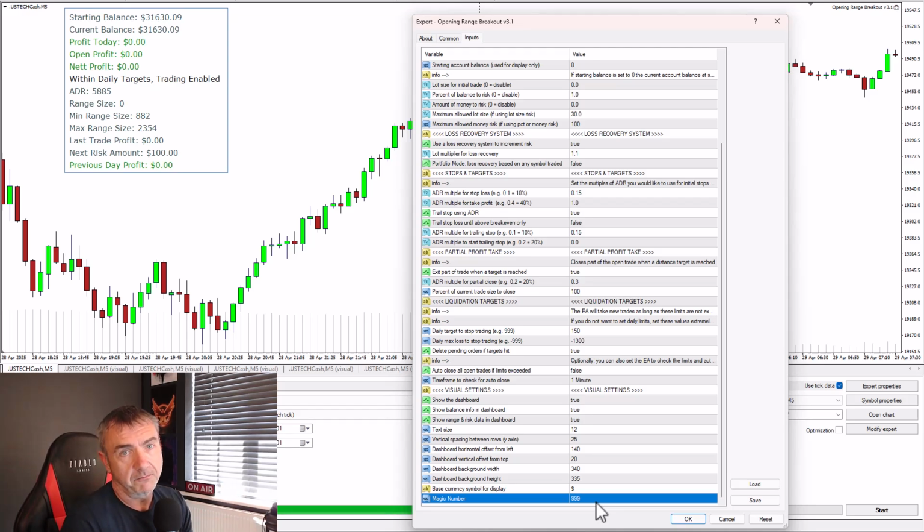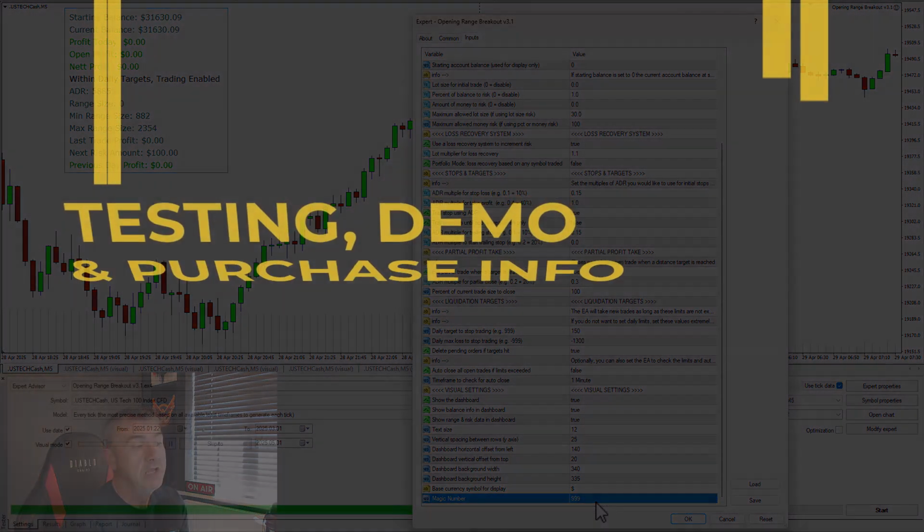Otherwise, leave it as it is, because what it does is it uses the symbol as the identifier and then the magic number. So if you're using portfolio mode, you want the EA to take all of your trades on all instruments with the same magic.